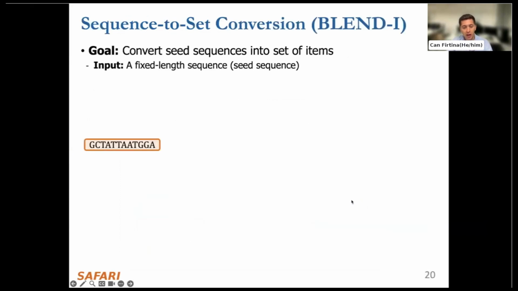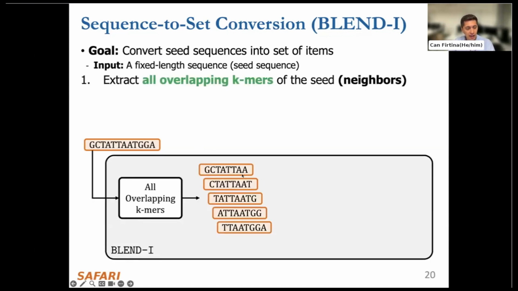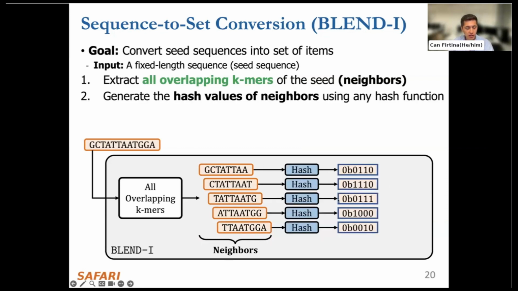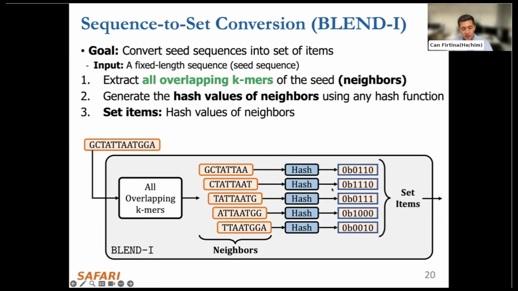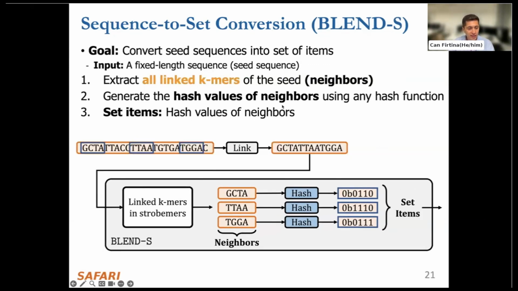Let me quickly go over how Blend I works, one of the sequence-to-set conversion techniques. The goal in Blend I is to convert the seed sequence into a set of items so that we can use these with the SimHash technique. The input is, again, a fixed length subsequence. Here is a seed sequence. What we do is extract all overlapping k-mers from the seed, which we call neighbors. Then using any hash function, for example, a low collision hash function, we generate the hash values of these neighbors. These hash values represent the set items for the entire set, which we use with the SimHash technique.